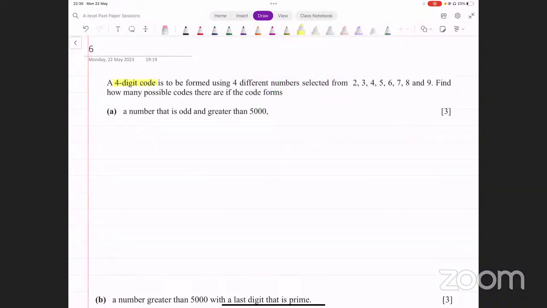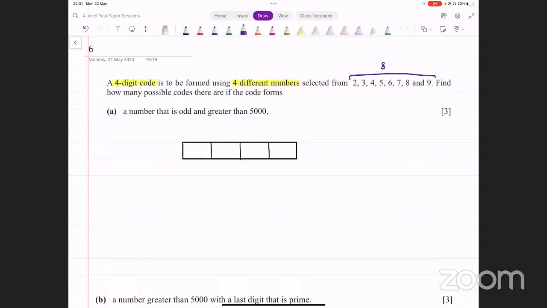We can use the boxes representation, and try to think about how we can fill these boxes. So let's say we have 4 boxes like this. We need a 4-digit code. What's the condition? The first condition is we want to use 4 different numbers. How many numbers do we have in total? 2 से लेकर 9 तक, 2, 3, 4, 5, 6, 7, 8, 9. No number is missing. So we have 8 numbers in total.